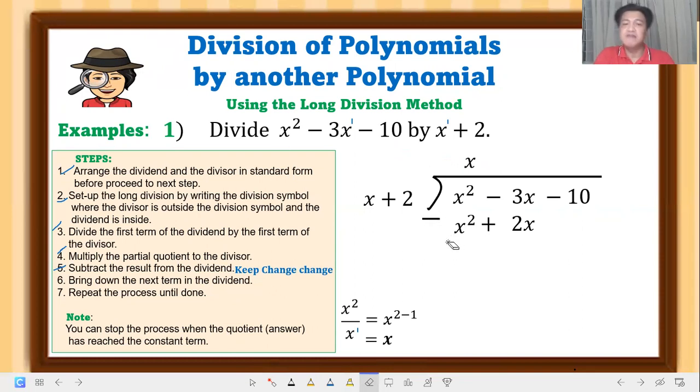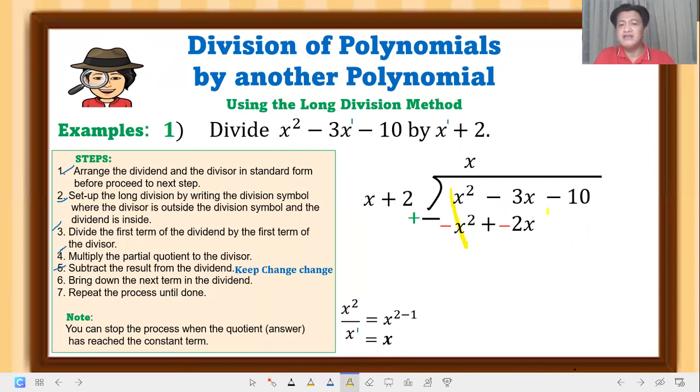From subtraction becomes addition, and also change the sign of the subtrahend. Okay, if this is positive, parehas yung ating subtrahend, magre-reverse siya. Kaya magiging plus na yung operation, magiging negative yung ating subtrahend. And then you can now combine like terms, di ba? So meaning to say, what is x squared plus negative x squared? So magiging 0 na yan, cancel out.